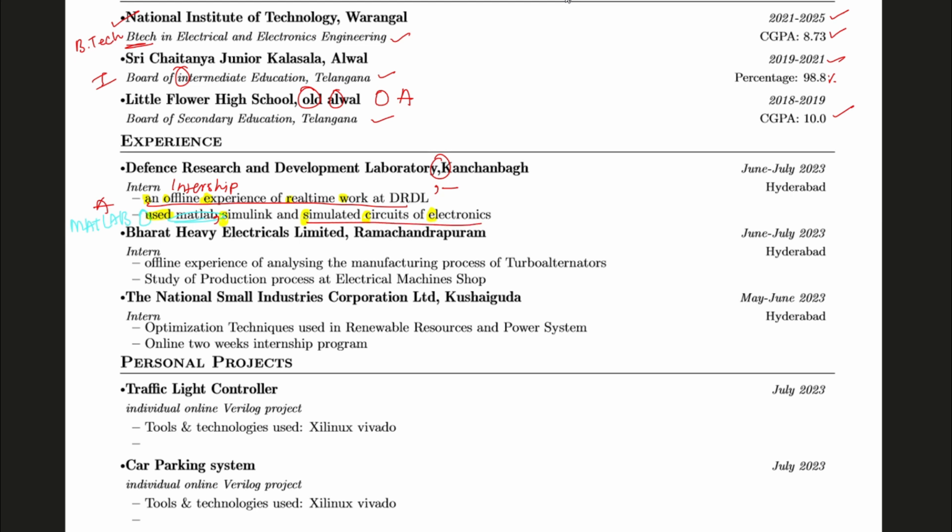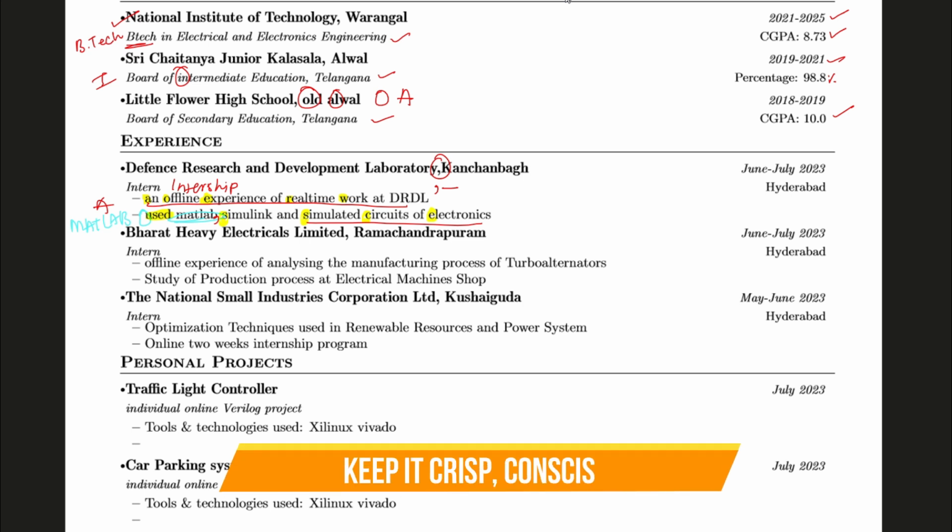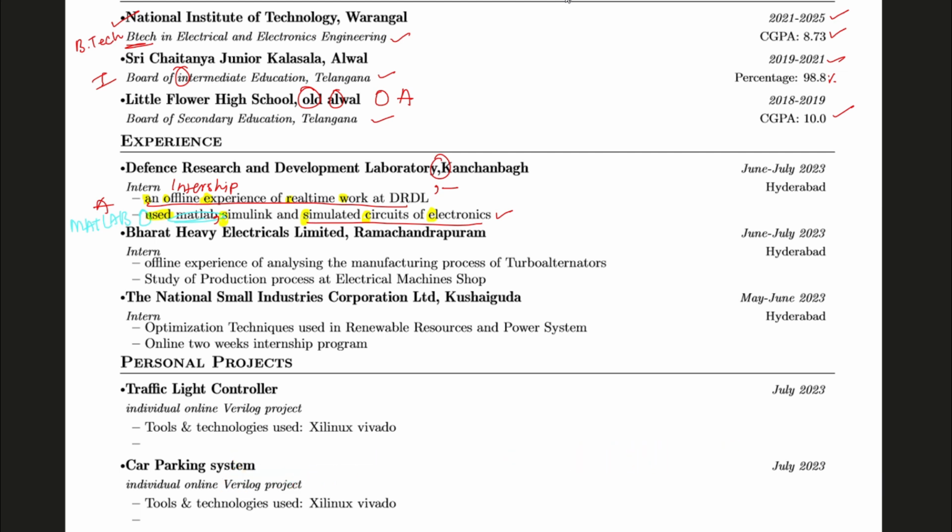This is not needed. This is a passive phrase. Instead, you can write simulated electronic circuits. That is more concise and clear. Correct? Hyderabad, June to July 23, Hyderabad.